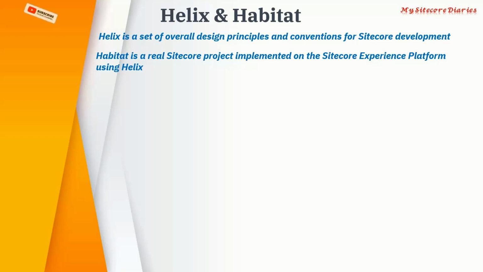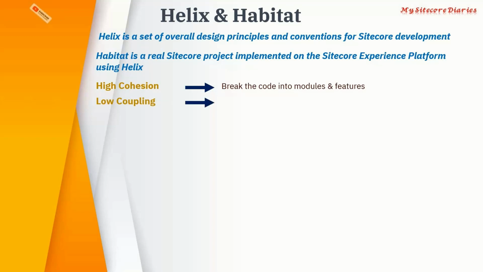And what are the principles used in Helix? First is high cohesion. What is high cohesion? It is breaking down the code into modules and features. So you have a huge code, then break it down into modules. You have a lot of features in your website, break those down into features. That is high cohesion. And then we have low coupling. So what does it mean? Reducing the dependency among those modules.